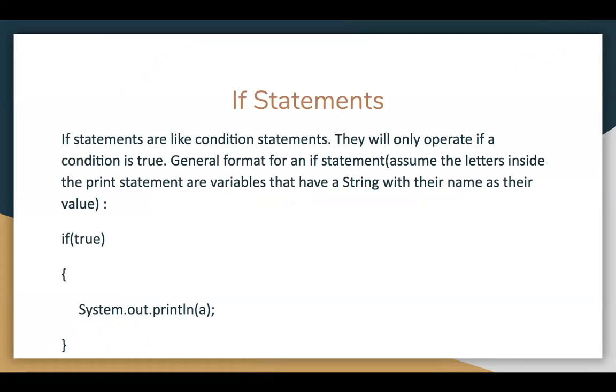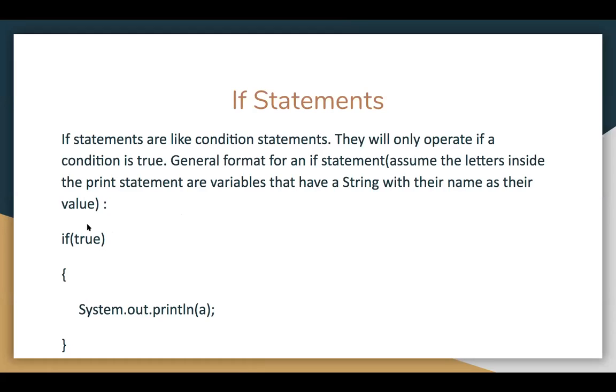Also, assume the letters inside the print statements in all the examples are variables that have a string with their name as their value. So for example, in the following example, if there was a variable named A, it would have a string A as the value. It just makes it easier for me to go through this. But anyways, like I said, the following is the format for an if statement.